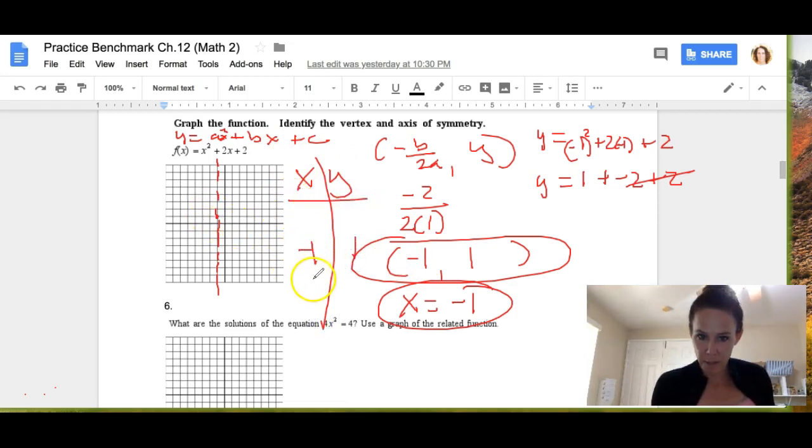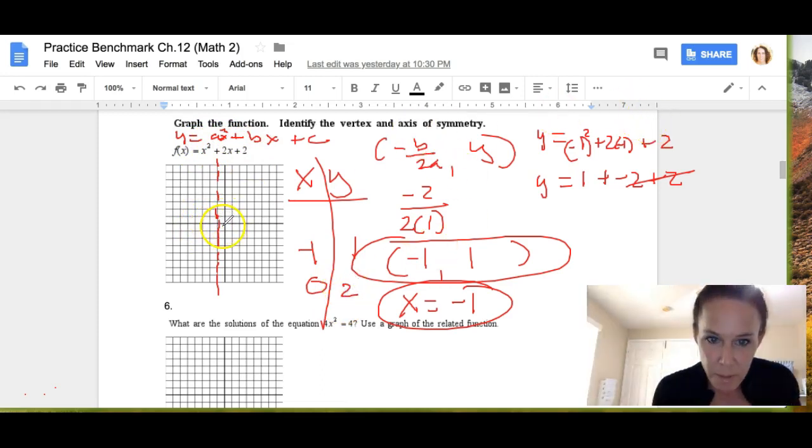Let's plug in 0. When we plug in 0, 0 squared is 0. 2 times 0 is 0. We just get out 2. Our c value is usually our y-intercept. So 0, 2 is our y-intercept. All right, let's plot that same point on the other side of the graph. So we went over 1, up 2. We go back 1 and up 2 because they're symmetric.